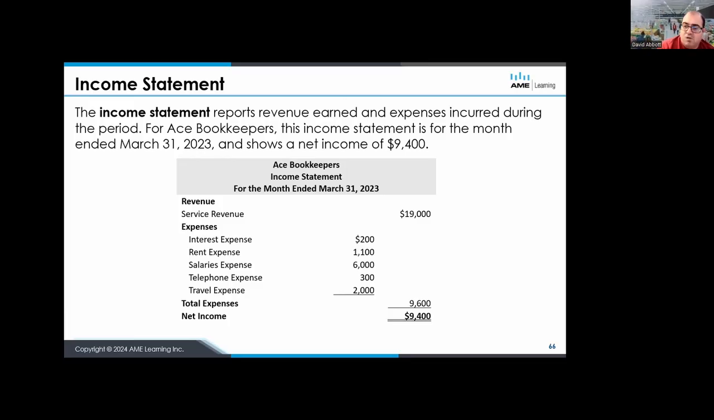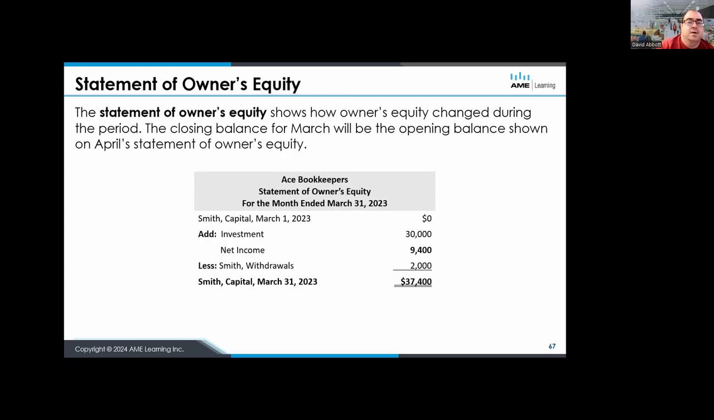In this case, it's a service business, so we have service revenue. Then we list out all of our expenses. We subtract the total of the expenses from the revenue, and we get our net income. Our net income is the bottom line, and that is our profit or loss for that particular period. In this case, they had a profit because the revenue was greater than their expenses. So they did well for the month.